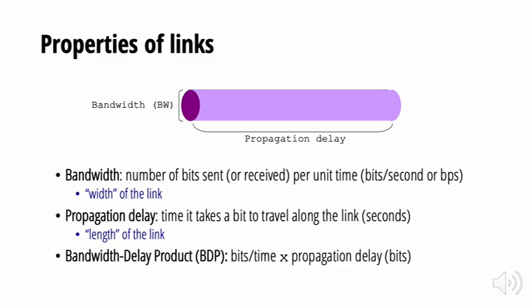And you can think of that again as the length of the link. And then the last property is just the multiplication of those two. It's what we call the bandwidth delay product.